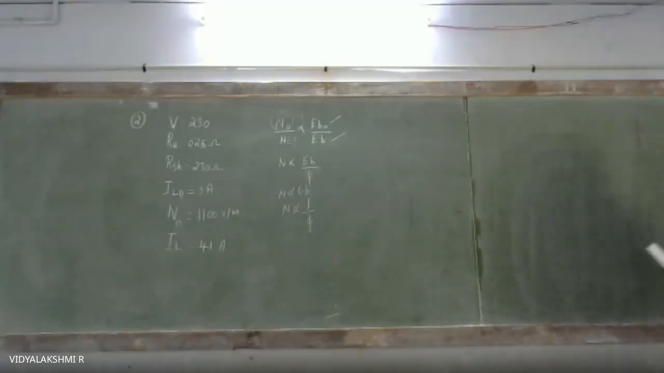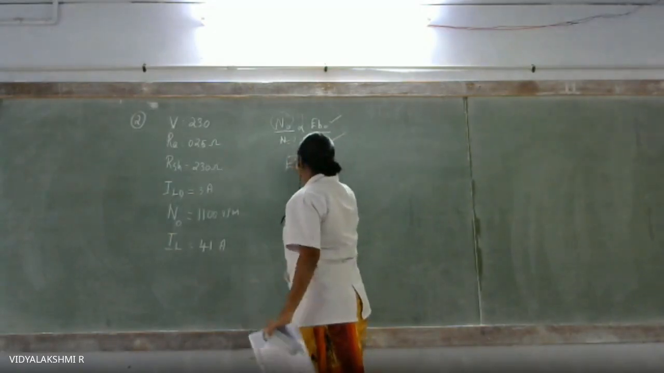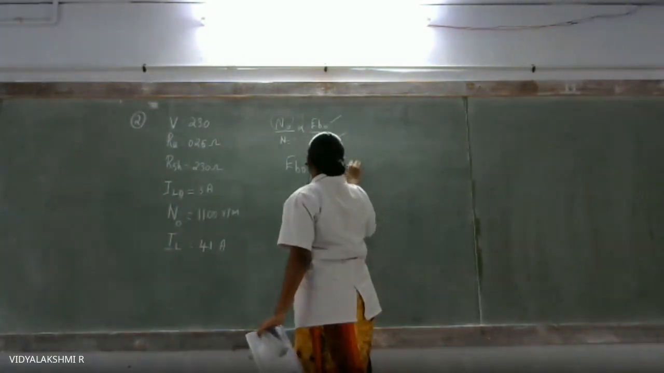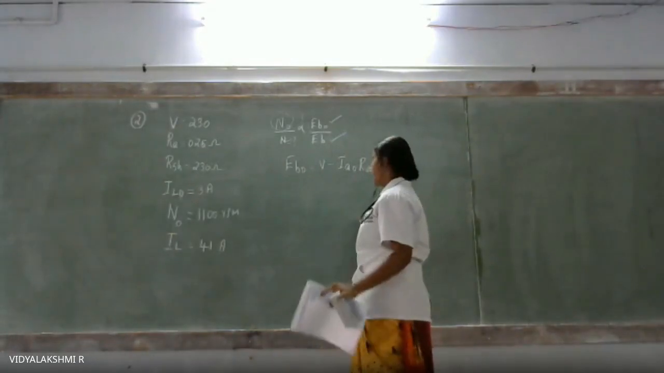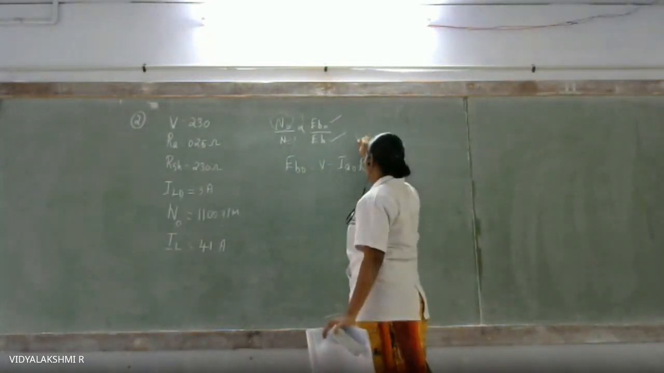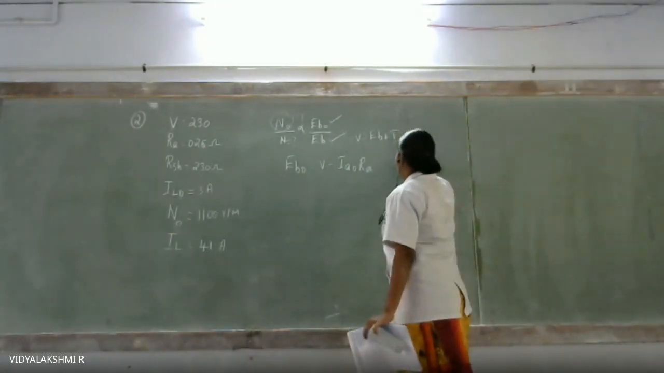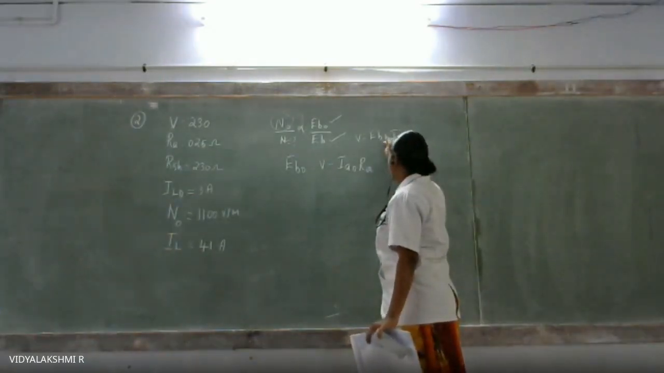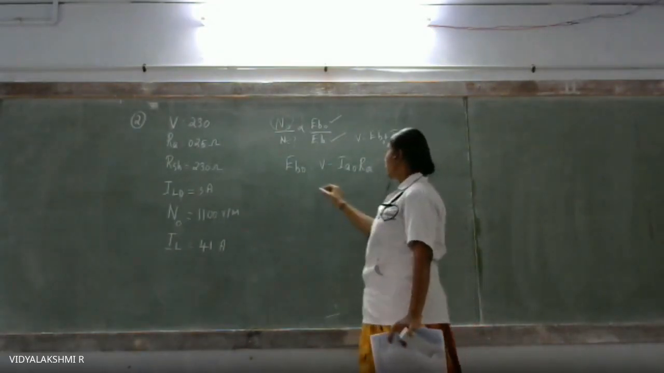So? Yes, ma'am. I'm going to find out the EB here. So what is that? EB naught is equal to V minus IA naught RA, correct? Am I correct? We know that V is equal to EB plus IA RA. The same formula, I'm going to find out for no load. So I have named it EB naught and then IA naught. Other things are the same.